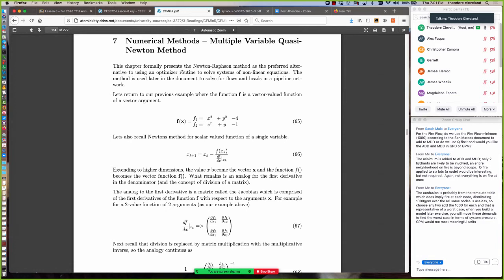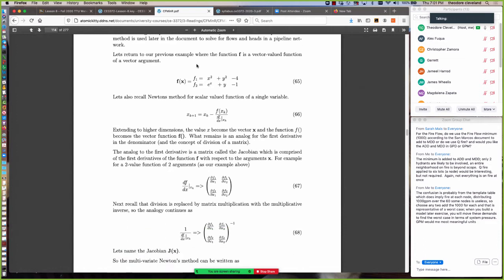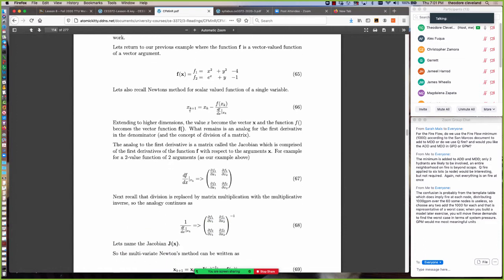So let's do a quick review of the Newton-Raphson method from a computational approach. If you recall Newton's method for scalar valued functions of a single variable, we do a Taylor series expansion of the function, truncate every term after the first derivative, rearrange it, and what we can obtain from that is a recipe for updating an initial guess x sub k.